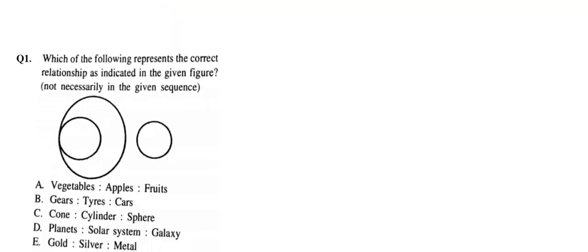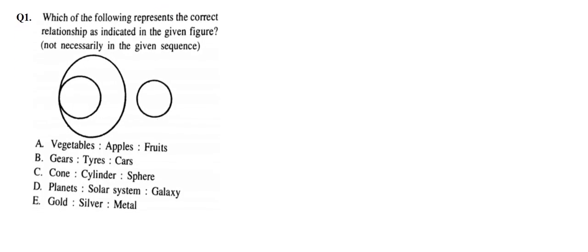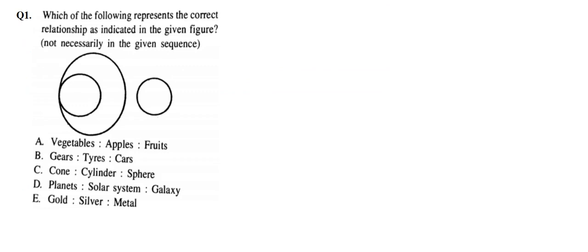So here you can see we have a diagram and a few options which may represent the diagram. Let's check the question: which of the following represents the correct relationship as indicated in the given figure, not necessarily in the given sequence.